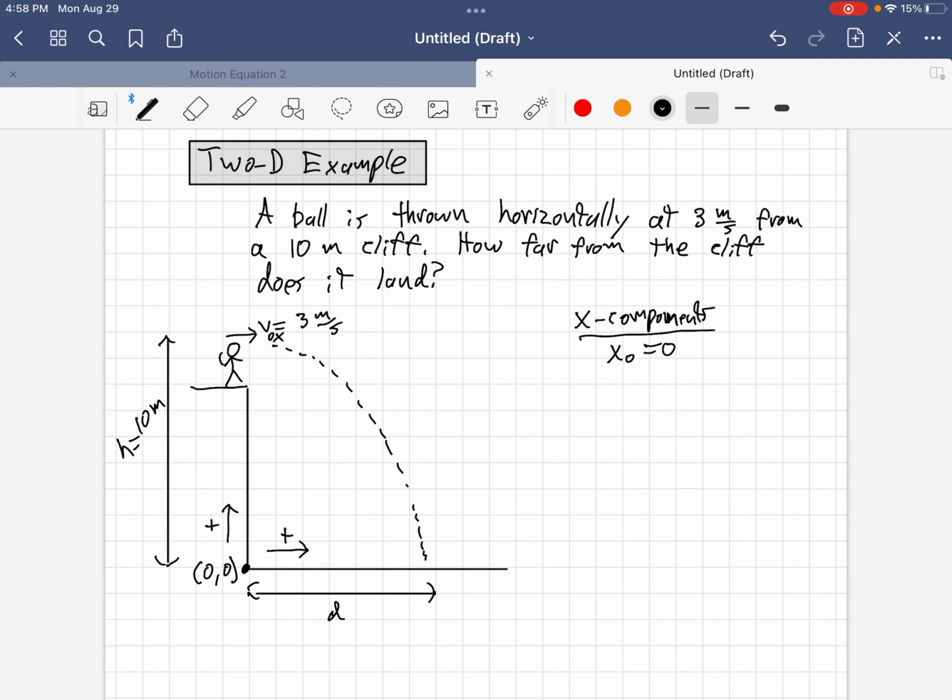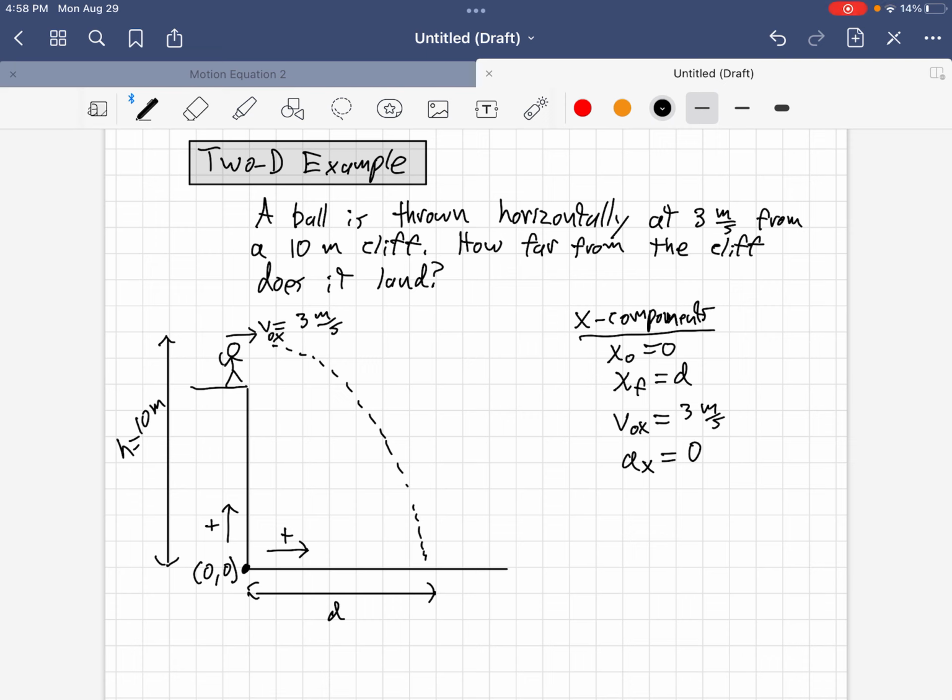And what's our final position, x final? It's going to be d. We don't know what that is yet, but let's say that's d, right? That's what we're trying to find. And what's our initial velocity? Our initial velocity is 3 meters per second, like we said. And then what's our acceleration in the x direction? It's going to be 0. We didn't specify any acceleration in this free fall problem in the x direction, so it's going to be 0.